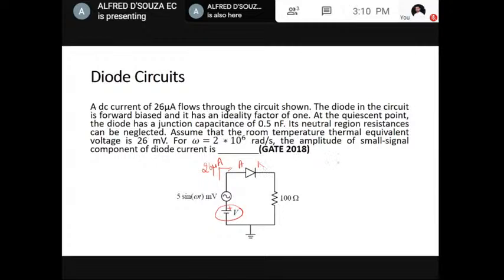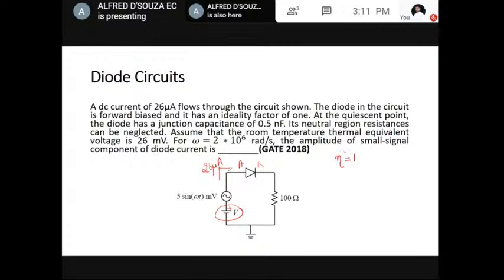So if you remember the Shockley's diode equation, we come across this term eta. This is known as the ideality factor. Its value is given as 1. At the quiescent point, the diode has a junction capacitance of 0.5 nanofarad. Its neutral region resistances can be neglected.